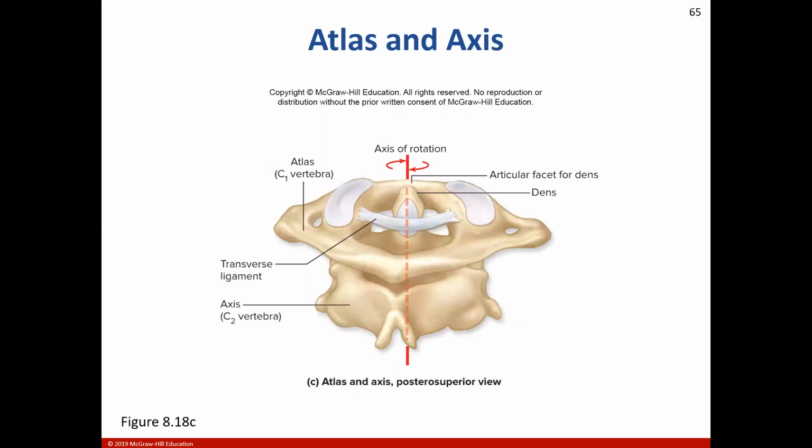So here's showing you the atlas axis articulation. So see the atlas, and here's the axis, C2. And this is posterior, here's the spinous process, here's the posterior tubercle, here's the superior articulating facets, and here's the articular facet for dens on the atlas. So the dens is C2. And there's the transverse ligament that holds it in place. It's a very important joint.